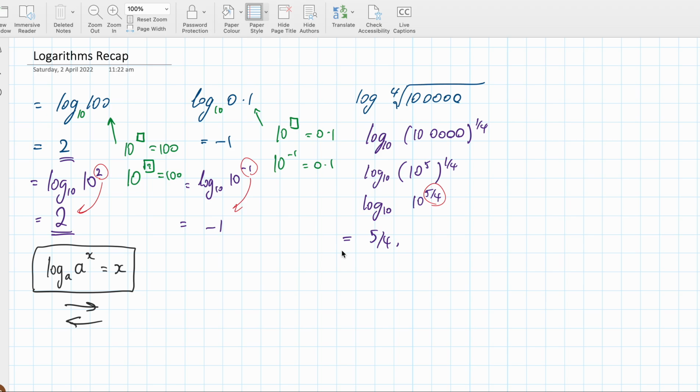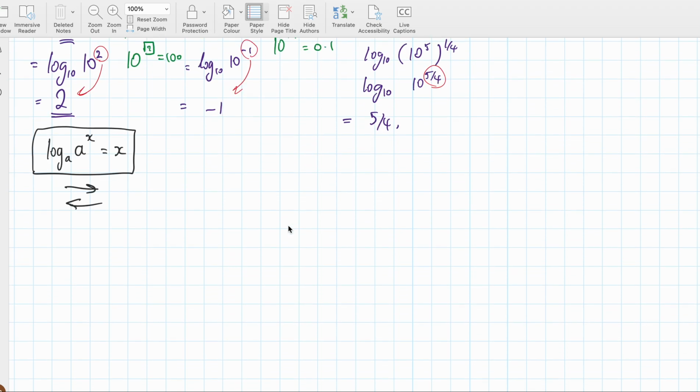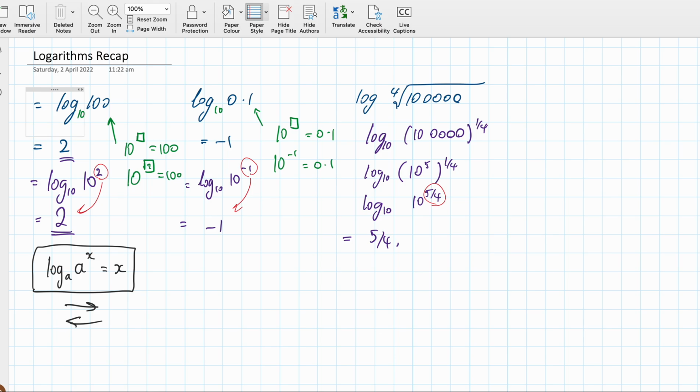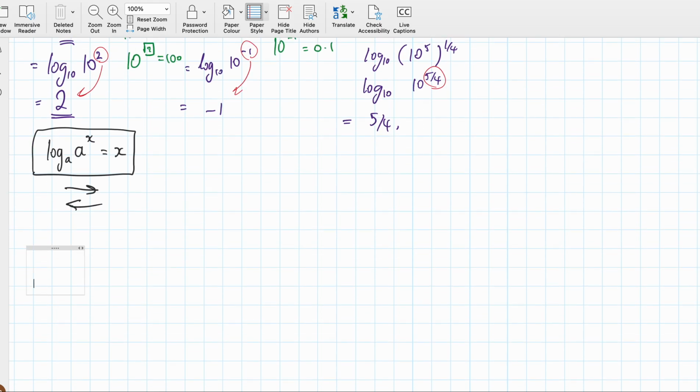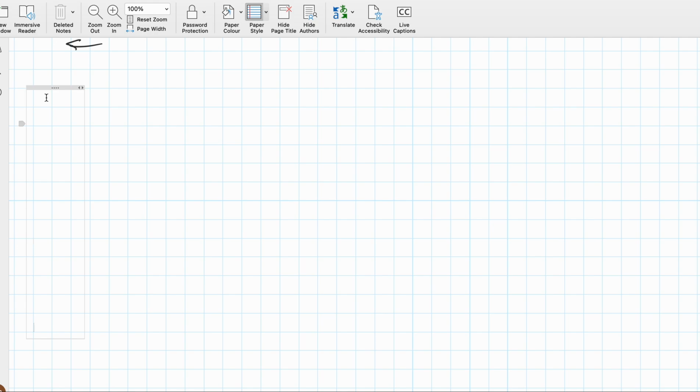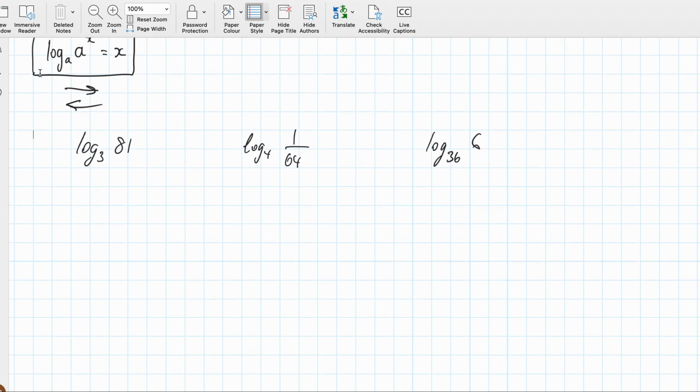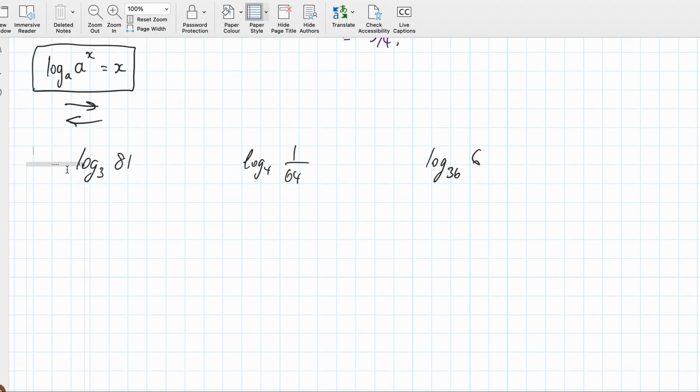We're going to move on to some different bases, but the same theory holds. Okay, so give ourselves some space here. Okay, so I'm going to write down a few more examples here with different bases. Log base 3 of 81, log base 4 of 1 on 64, and one of my favorites, log base 36 of 6. So in this first one here, we're going to use that same rule just here. So let's just match these bases.